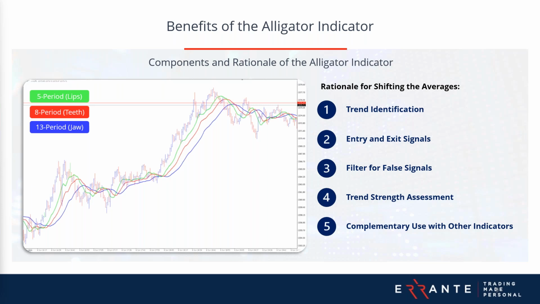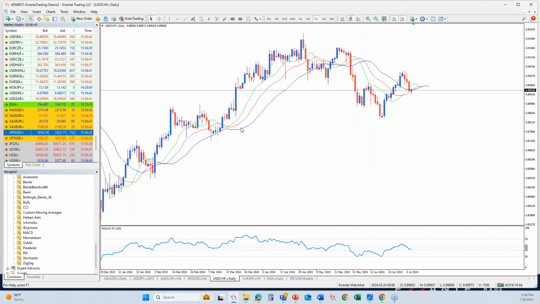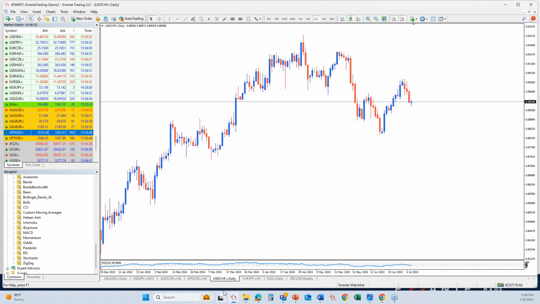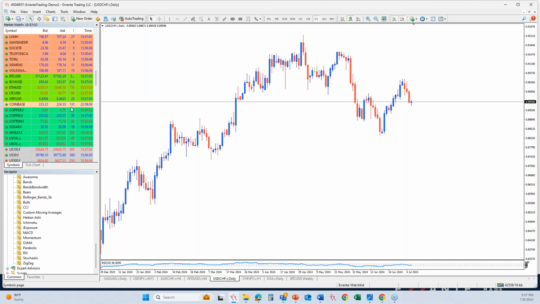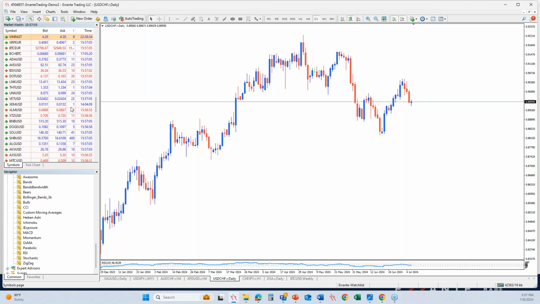Now, let's see how we can add the Alligator to our chart. I hope you see my MetaTrader 4 here, okay? It's clear, very well, very good. So the first thing to do, open your trading platform like this and select the asset and open its chart. For example, what we have here, let's go to EUR/USD on this daily chart maybe.